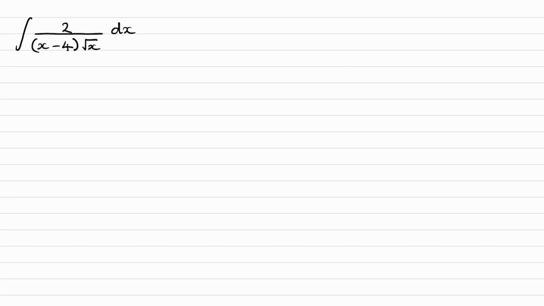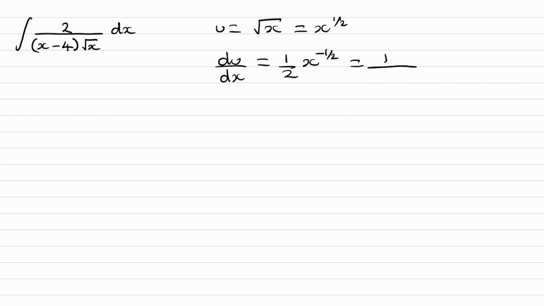For this question, let's set u to be equal to root x. So we're using substitution. This is the same thing as x to the power of half. So differentiate this, half comes out, reduce the power by 1. And this is then the same thing as, because it's minus a half, you can write that as 1 over 2 x to the half, or because x to the half is just u, this is then just 1 over 2u.